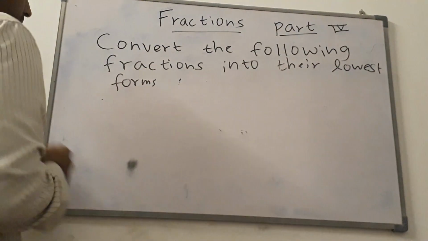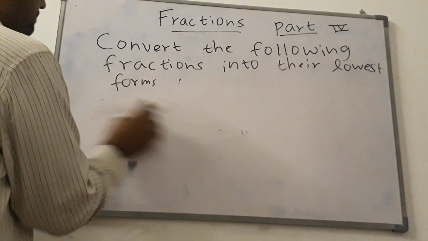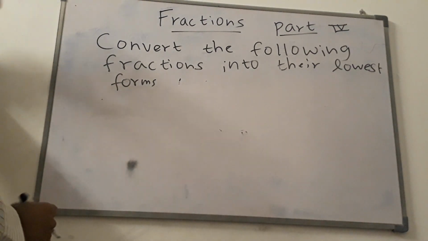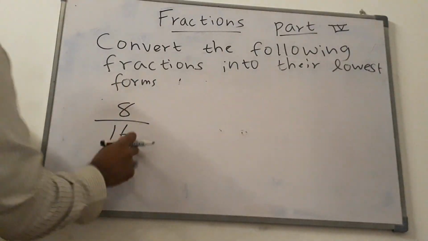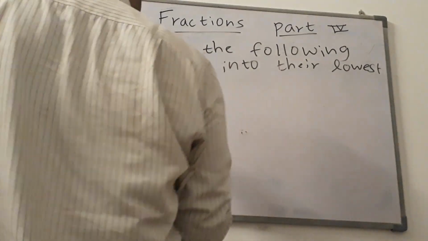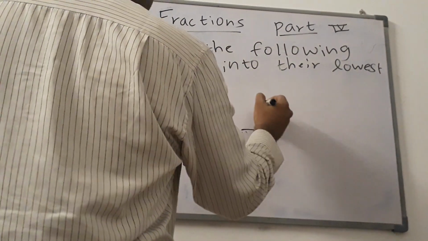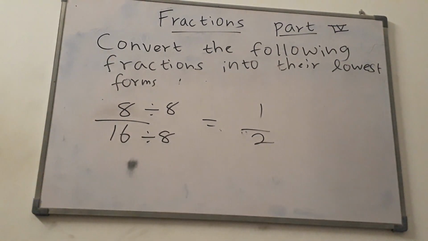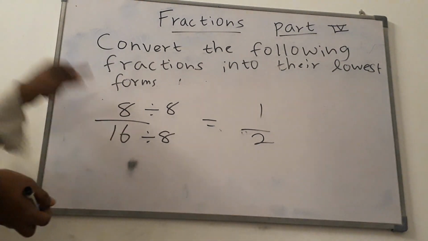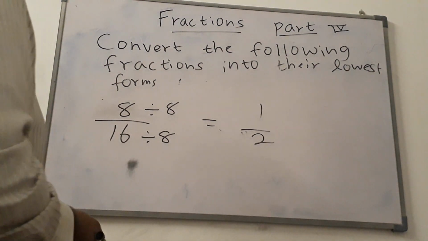We will do an easy sum now. For an example, 8 over 16. Both 8 and 16 are divisible by 8. So the highest common factor is also 8. When we divide 16 by 8, it is 2. 8 by 8, it is 1. There are more common factors, but the highest common factor of both these two values is 8. Even 4 is a common factor, 2 is a common factor, and 1 itself is also a common factor. Highest common factor is 8.